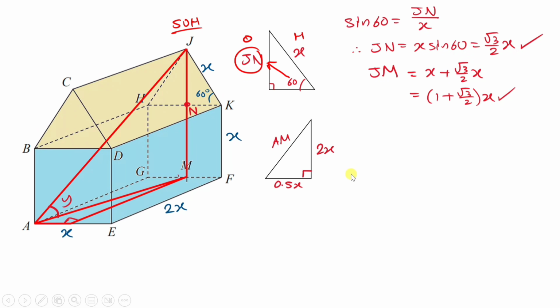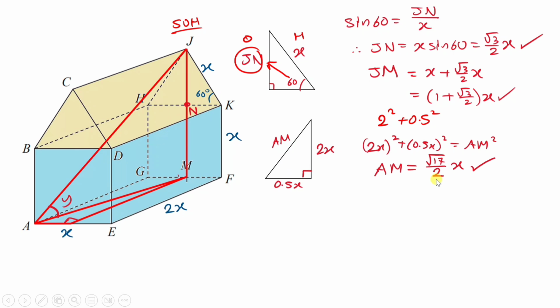This is much nicer than the first one because you can just use Pythagoras. You've got a right angle triangle with three sides, so let's use Pythagoras. We need to square both of the short sides to equal the diagonal side squared. So 2x squared plus 0.5x squared must equal AM squared. Easy trick, guys, because you've got a calculator: type 2 squared plus 0.5 squared, just like that. You get an answer, then square root it, and you should get root 17 over 2.